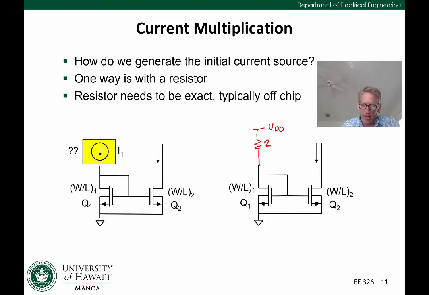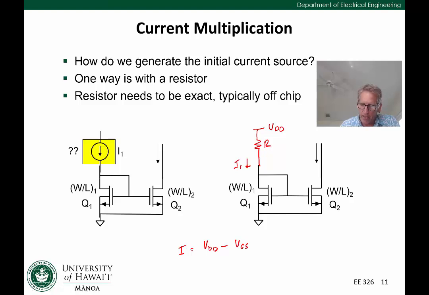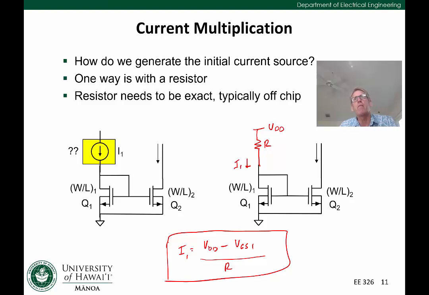we could find, just by inspection, that I1 would be equal to the voltage across the resistor, which is VDD minus VGS1, divided by R. And so this I1 becomes our current reference for the entire chip. A couple things to notice about this equation. It depends very strongly on R, obviously, so you'd want R to be as exact as possible. When you're designing these circuits, you want your currents to be very exact, so you would need R to be very exact.